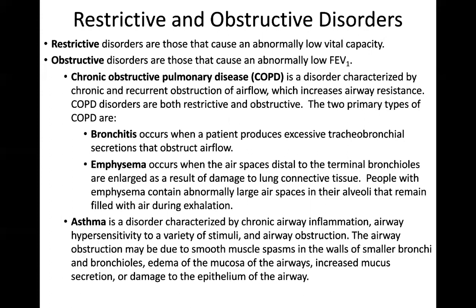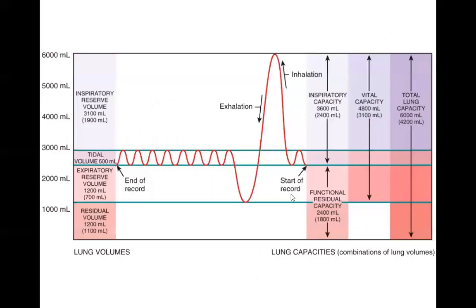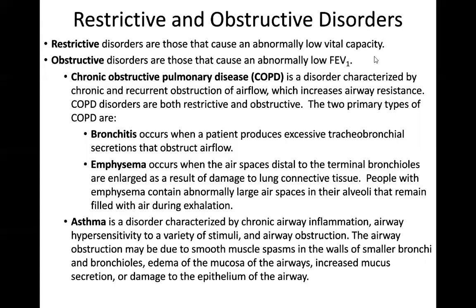Restrictive disorders are those that cause an abnormally low vital capacity. Looking back, vital capacity was the largest volume of air an individual can move in and out of the lungs. So vital capacity was basically the amount of air that you can breathe in after you feel like you've emptied your lungs. So vital capacity really is kind of an inspiring situation, whereas obstructive disorders are those that cause an abnormally low FEV1 that we just talked about, an inability to exhale that air out really rapidly in 1 second.